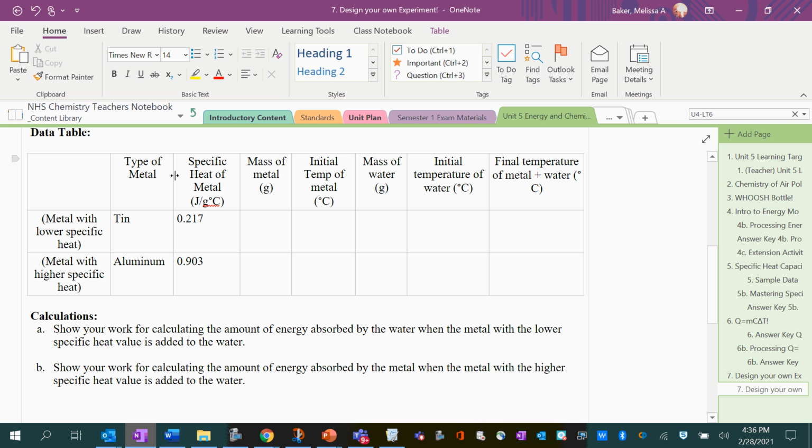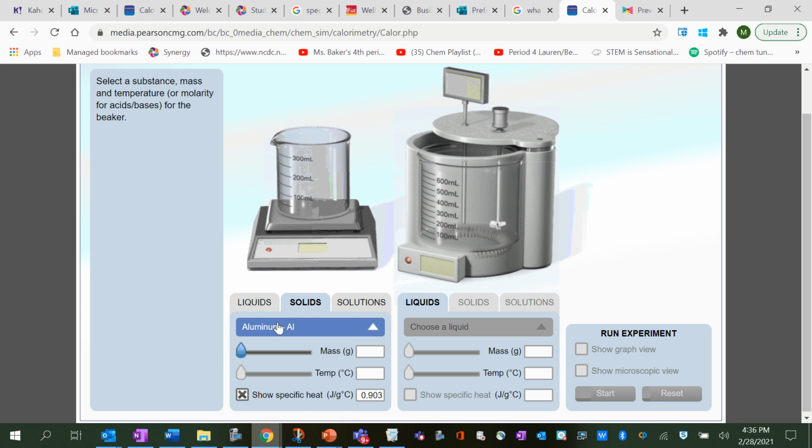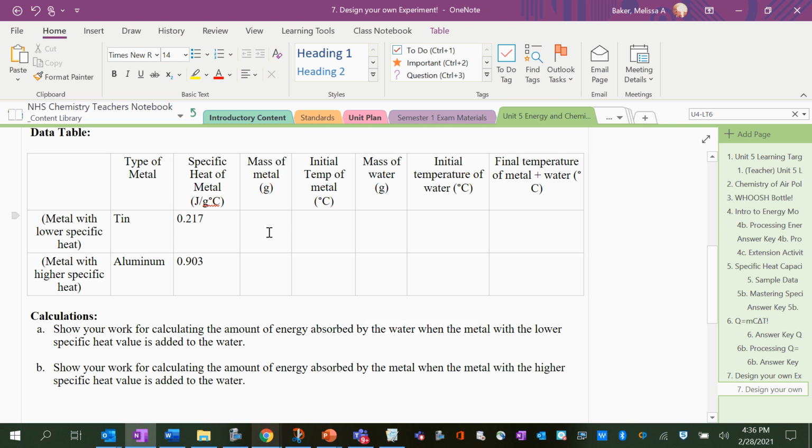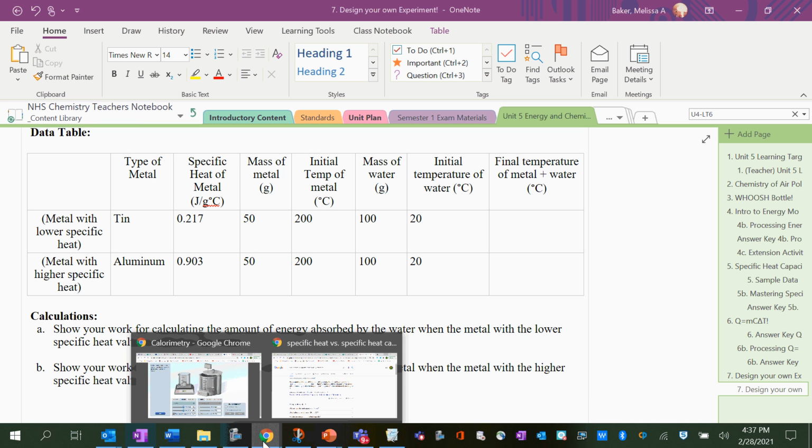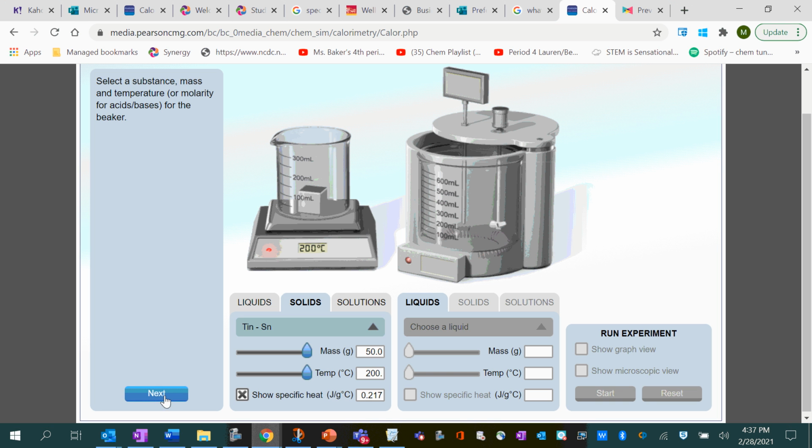Okay, and I guess it's hard to get everything to fit. So let's keep the mass the same. Actually, we'll do tin first. So we'll do 50 grams, and let's max out the temperature. So we're going to do 50 grams, 200. You get to choose whatever numbers you want for yours. I'm going to do 100 grams of 20 degrees Celsius water. And then for the aluminum, it'll be the same, 50, 200, 120. We want to keep those variables constant.